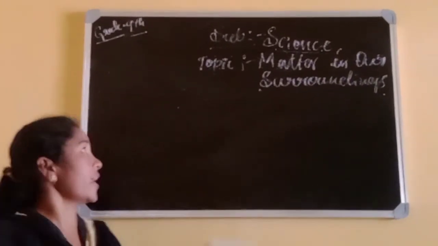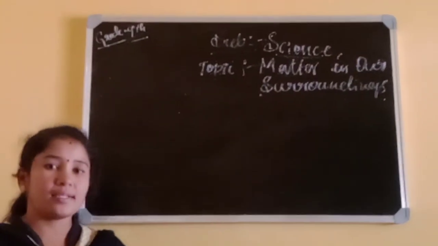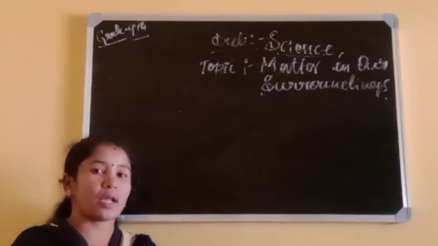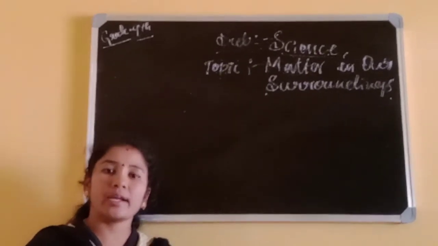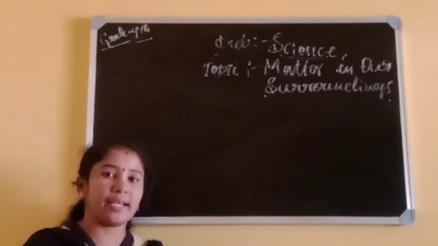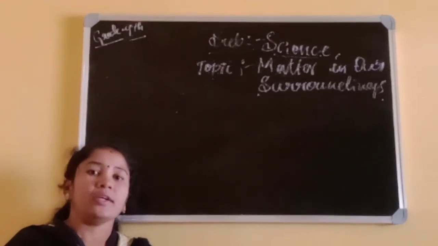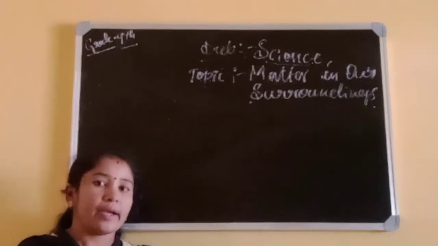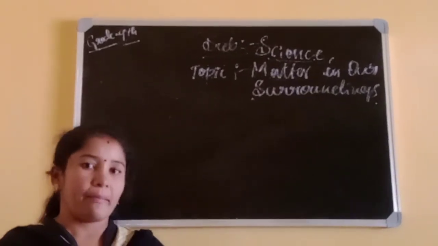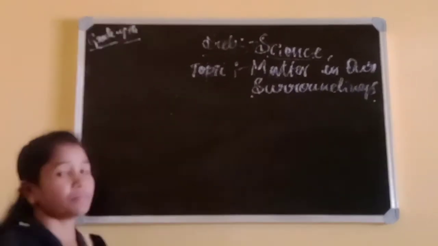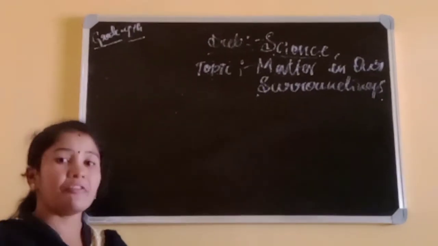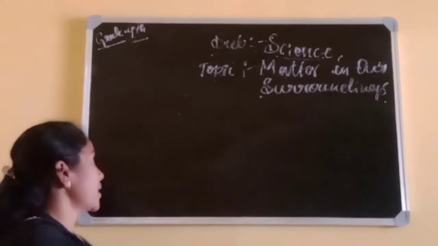Today let's study Grade 9 Science, Matter in Our Surroundings. In this lesson, you already learned a few learning points in the last class: the meaning of matter, the physical nature of matter, and also the characteristics of matter. Now let's see states of matter.